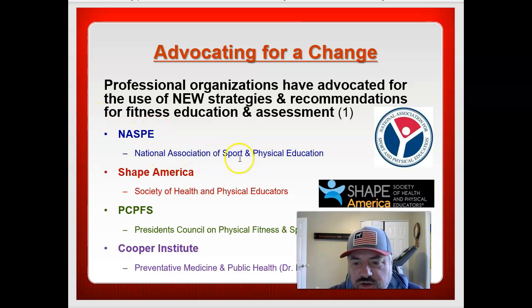NASPE is the National Association for Sport and Physical Education. We'll see a lot of different things. We've learned the NASPE standards before. We've assessed on those 5 different standards. SHAPE America is the parent organization that NASPE falls under. It used to be called AAHPERD, but this is the Society of Health and Physical Educators. They've provided a lot of different information on assessing fitness.